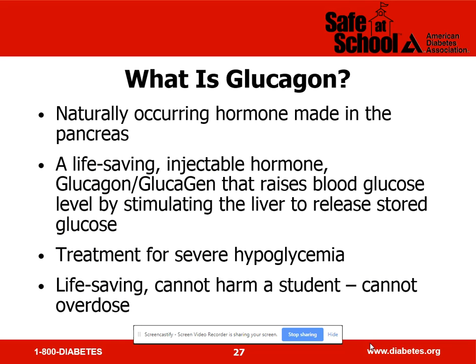What is glucagon? A naturally occurring hormone made in the pancreas. It's a life-saving injectable hormone as well, glucagon or GlucaGen, that raises blood glucose level by stimulating the liver to release stored glucose. It's also a treatment for severe hypoglycemia. It is life-saving and cannot harm a student, and they cannot overdose.